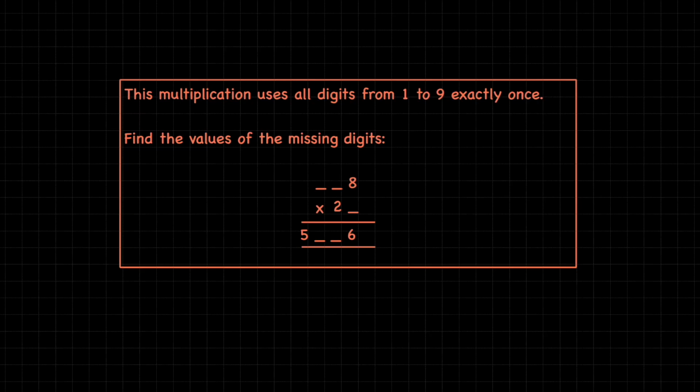This multiplication problem has some missing digits. The multiplication uses all digits from 1 to 9 exactly once. Maybe take some time to think about how you would solve it.